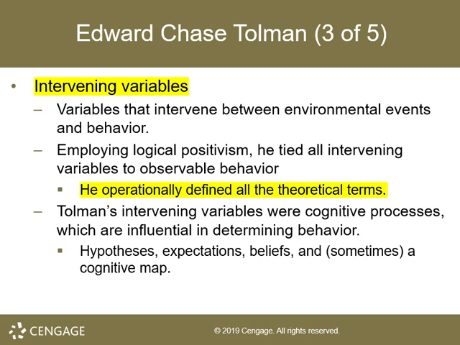Tolman's intervening variables were cognitive processes, unlike Hull, which we saw earlier when it comes to those physiological drives. So Tolman's intervening variables were cognitive processes which are influential in determining behavior. For example, having hypotheses or expectations or having beliefs, or in some instances, having a visual map in one's mind. All of these represent intervening variables which are cognitive processes in nature.